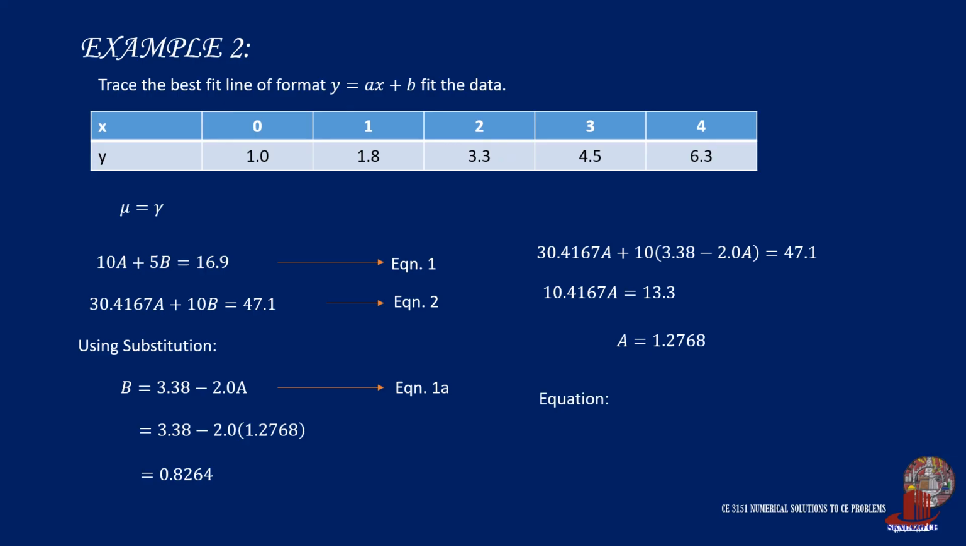Thus, the equation for the best fit line for the dataset is given as f of x is equal to 1.2768x plus 0.8264.